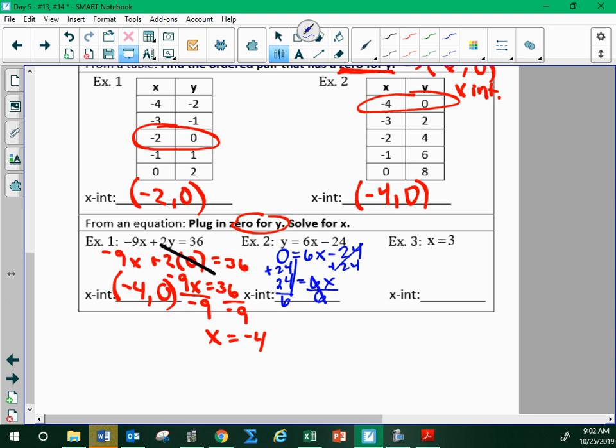Did we get 4 yet? Oh, this time it's a positive. Good. Okay, I accidentally did my work on the blank. So my x-intercept, I'm going to write down here: 4, 0. What's my y value? 0.